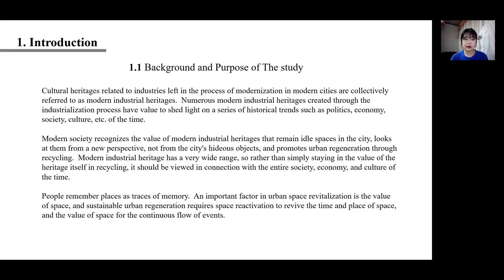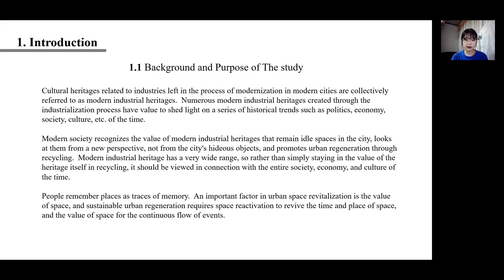Modern society recognizes the value of modern industrial heritages that remain idle spaces in the city, looks at them from a new perspective, not as the city's hideous objects, and promotes urban regeneration through recycling. Modern industrial heritage has a very wide range, so rather than simply staying in the value of the heritage itself in recycling, it should be viewed in connection with the entire society, economy, and culture of the time.